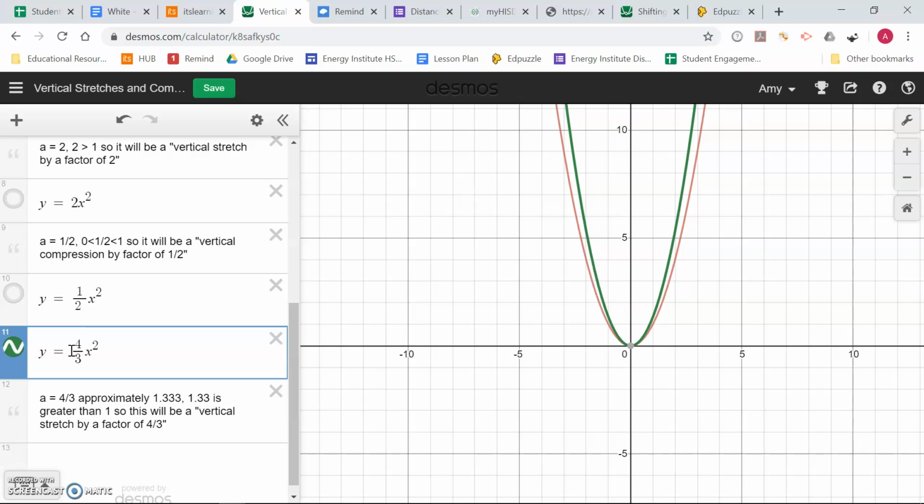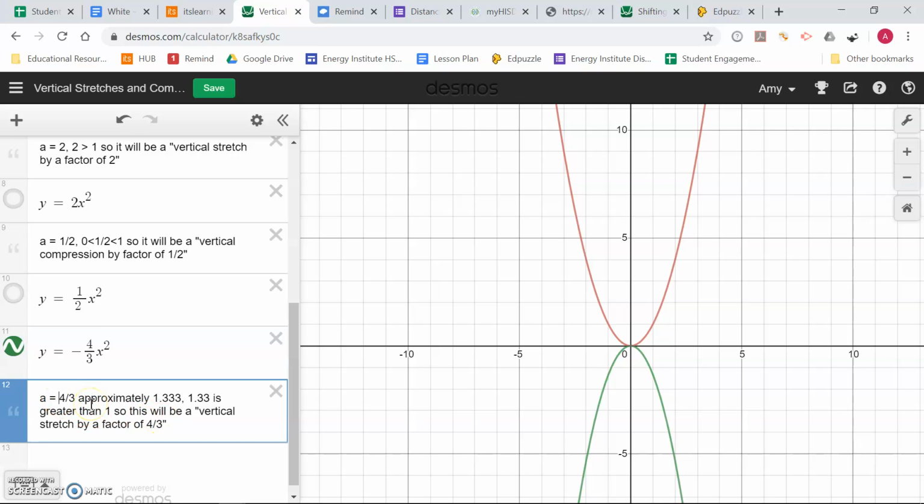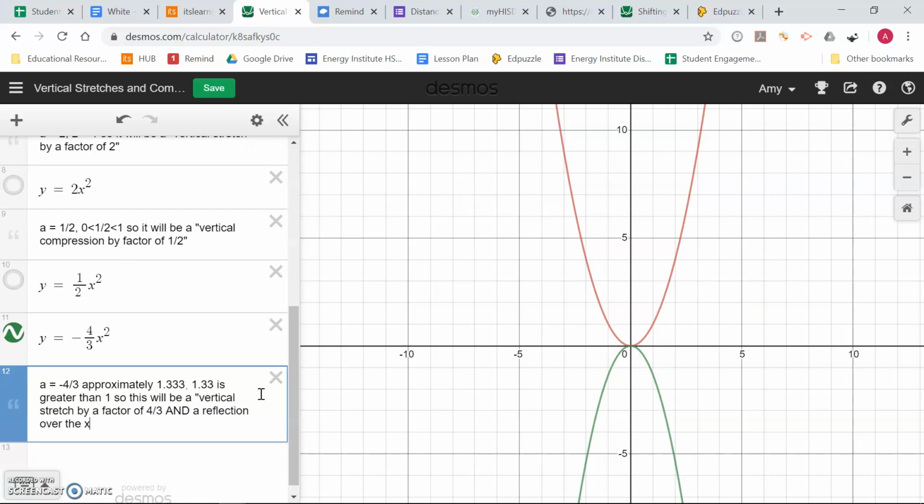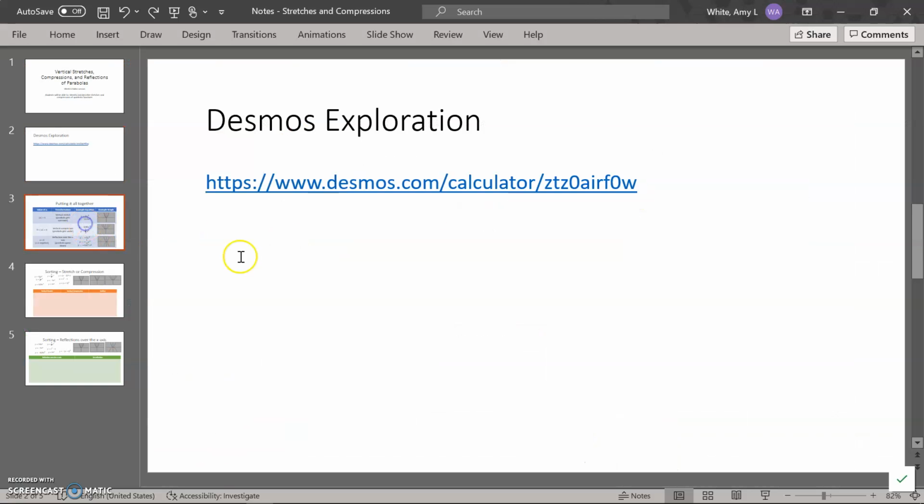If I put a negative in front of this number, we are going to also have a reflection. So we could change this to say A is negative 4/3, so it will be a vertical stretch by a factor of 4/3, and a reflection over the x-axis. So when A is negative, we say that we have a reflection. So let's look at some examples.